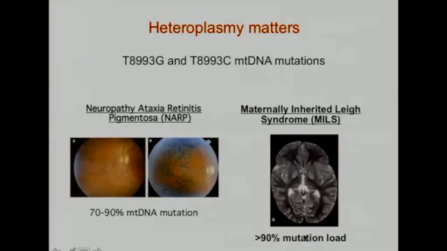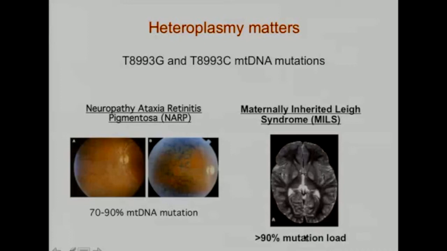This is to highlight how heteroplasmy matters. Those two disorders I mentioned before, where there's a severe maternally inherited Leigh syndrome that affects young children, and then there are other people in the same family who have the NARP syndrome, and there may be others who are asymptomatic, yet they are all in the maternal lineage, and they all carry the same mutation. They have the same one of these two mutations in the ATPase gene. But the mutation load varies.